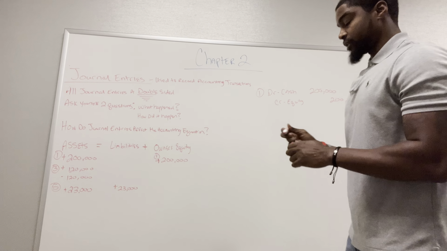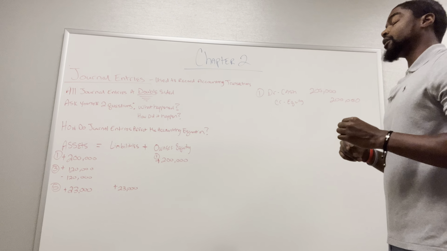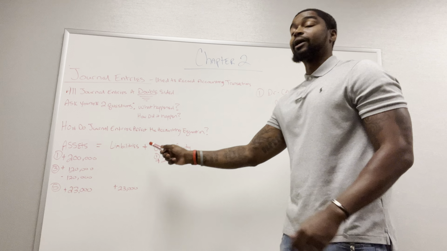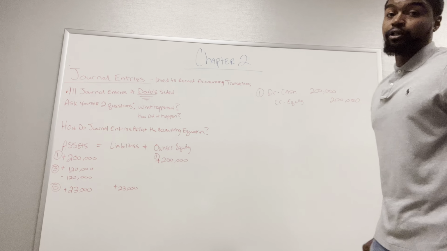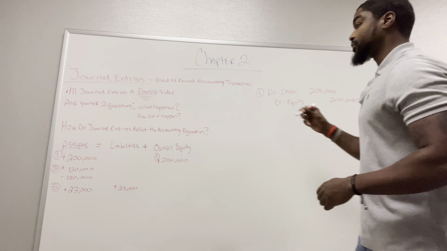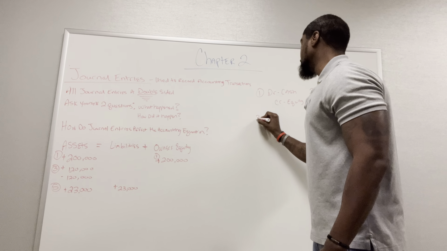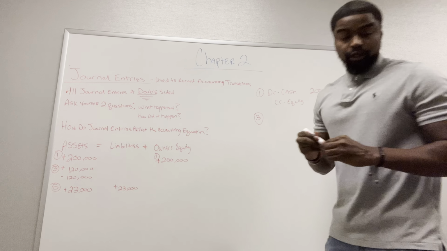That's highlighted here. And if you think about our accounting equation, it still balances, right? 200,000 in assets, 200,000 in owner's equity. So this is the first journal entry. We'll skip over to transaction 3.